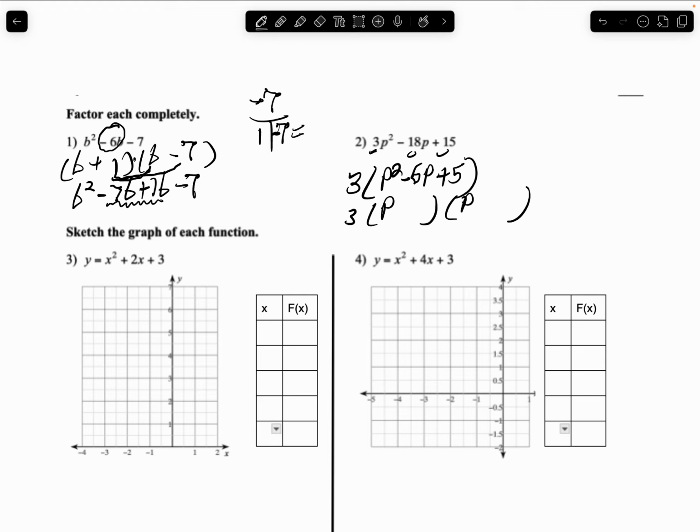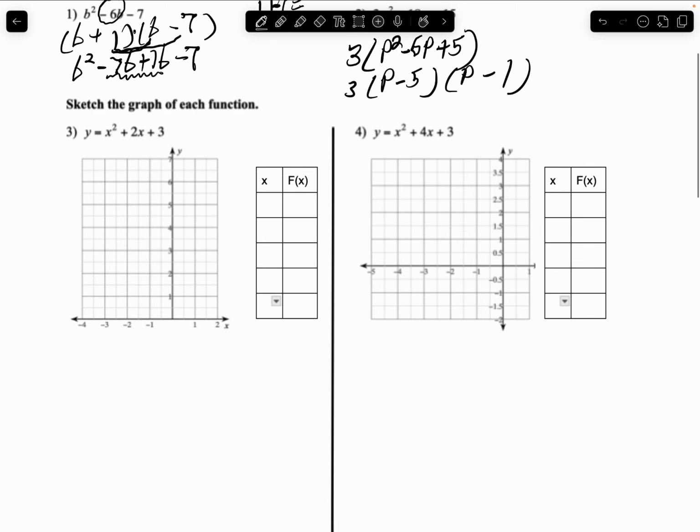P times P is P squared. And 5 times 1, so if I had a -5 and a -1, that still multiplies to positive 5, and it adds up to -6 when you add them together. There we go. 3 factors, we got it.